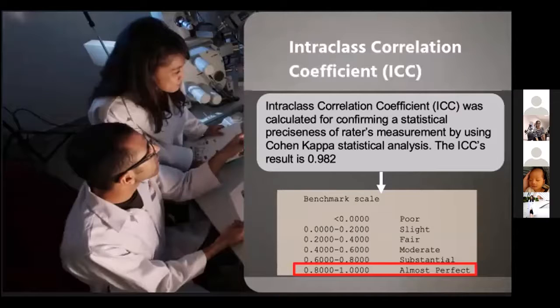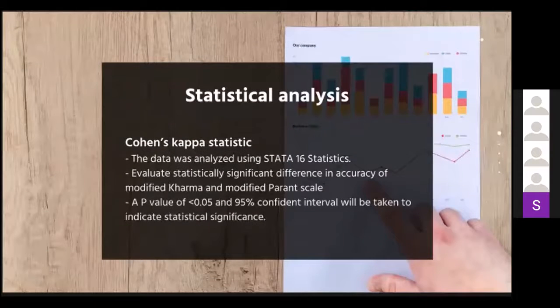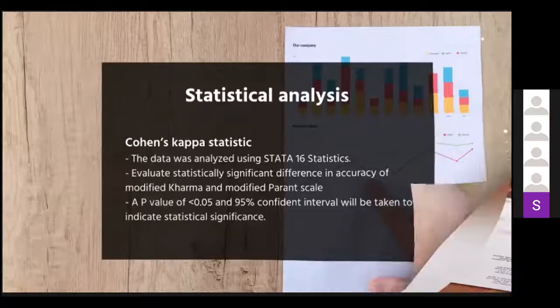Intraclass correlation coefficient was calculated for confirming the statistical preciseness of operator measurement, and Cohen's kappa statistical analysis was used. The ICC result was 0.982 according to an interpretation by using the benchmark scale as a reference guideline. The interpretation showed excellent. This research used data analysis where a p-value less than 0.05 or 95% interval was characterized as a statistically significant result.